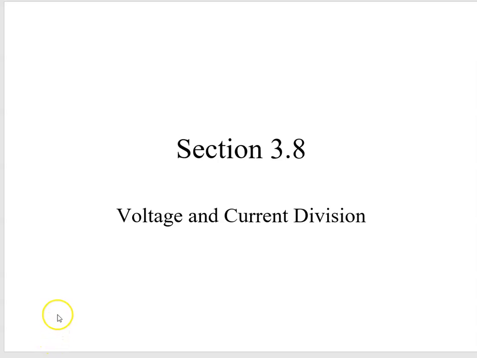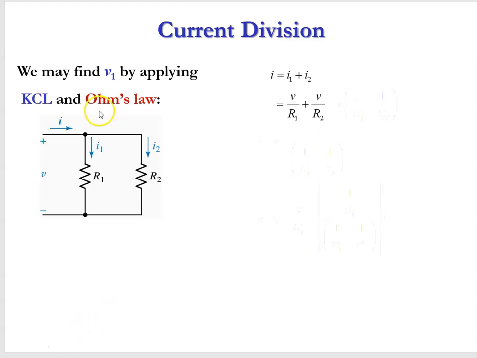All right, we'll take another look at voltage and current division. In the last video, we looked at voltage division. In this video, we'll look at current division. We applied voltage division to two resistors in series. We'll apply current division to two resistors in parallel. And again, this will apply to any number of resistors in parallel. We'll just show it for two resistors in parallel.